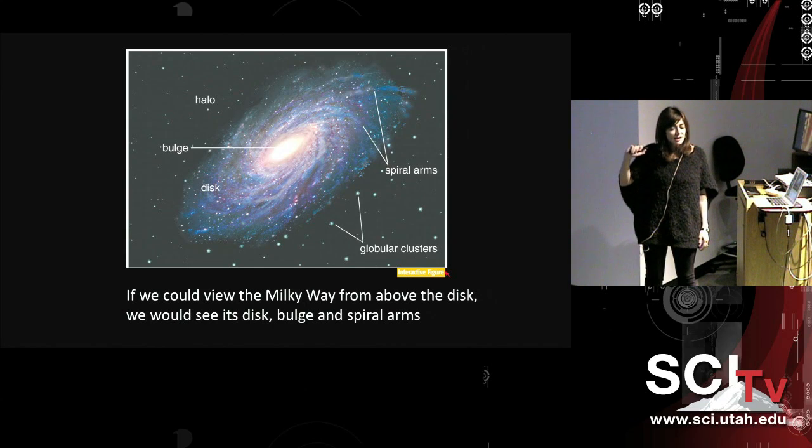Now, our galaxy is not so special. 70% of the galaxies in the universe are disk galaxies. They have a disk, like the Milky Way. So it's quite common.